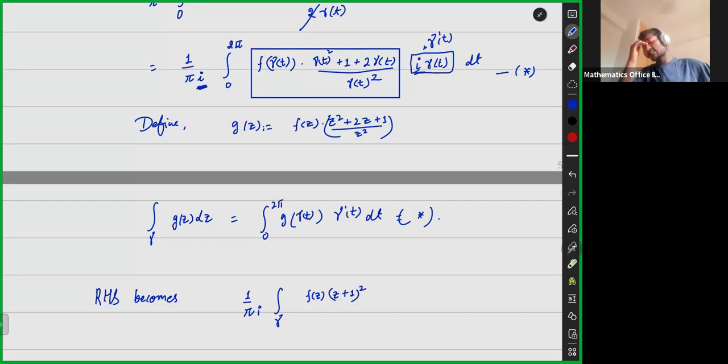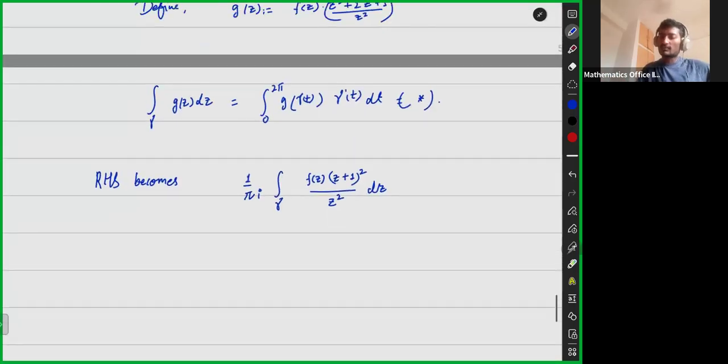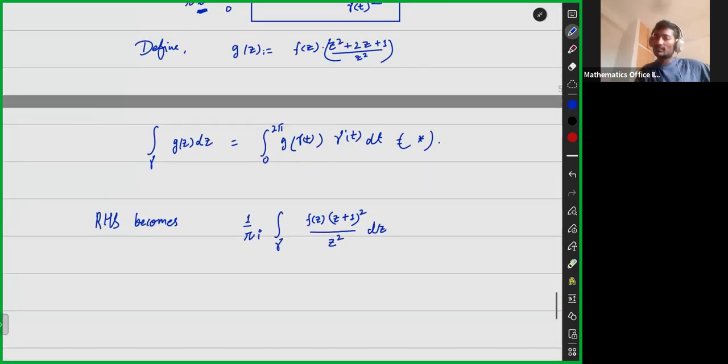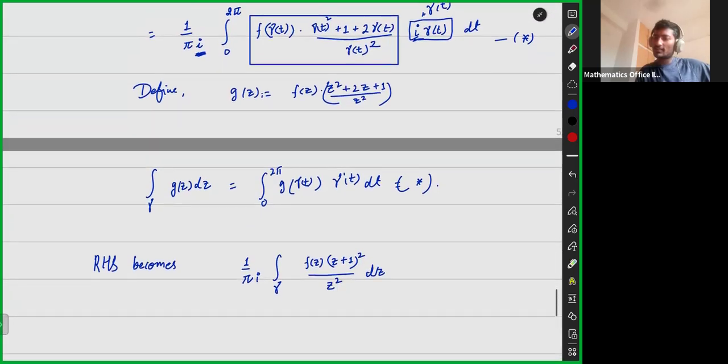If you see f(z) and (z plus 1) whole square, both are holomorphic on omega, so their product is also holomorphic on omega, right? And what is in the denominator? z square. So if you see, this is kind of z minus 0 whole square. Okay, the integral formula says what? So this is, till now everything is fine.